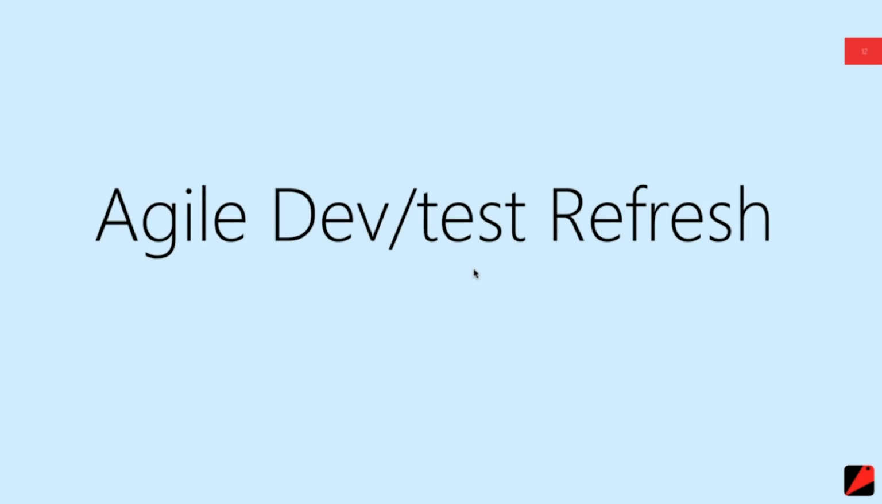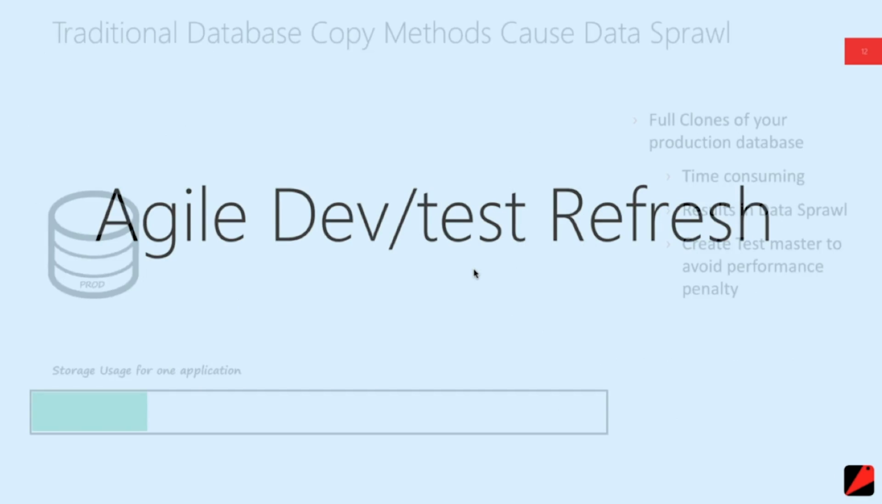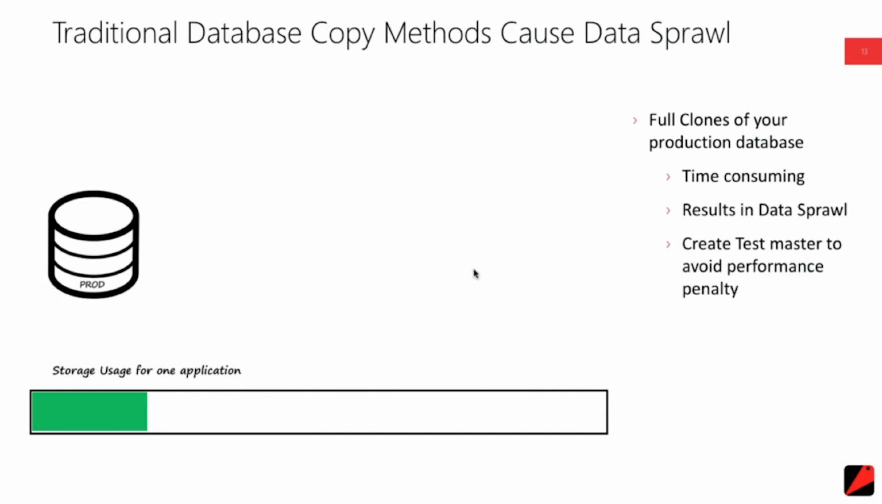So let me jump back over here and move on to the next section, which is going to be about the challenges associated with refresh cycles. Today, the traditional method is, unless you're looking at some sort of third-party product that actually does some of the things that Robin does around mitigating some of the issues around this type of processing, you typically end up with data sprawl.